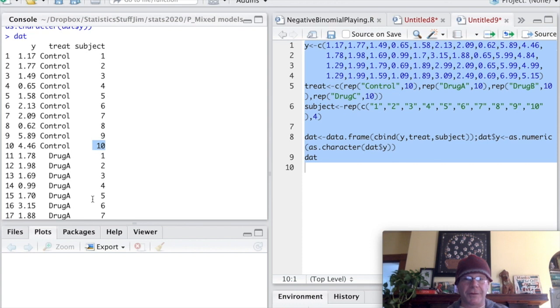So you could almost think about this as being a blocked design, except there's no replication within blocks. Each subject, so person 1 here, only one time received the control treatment, one time received the drug treatment A, drug treatment B, drug treatment C.